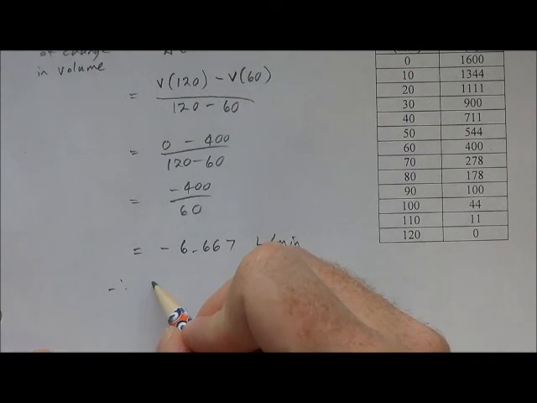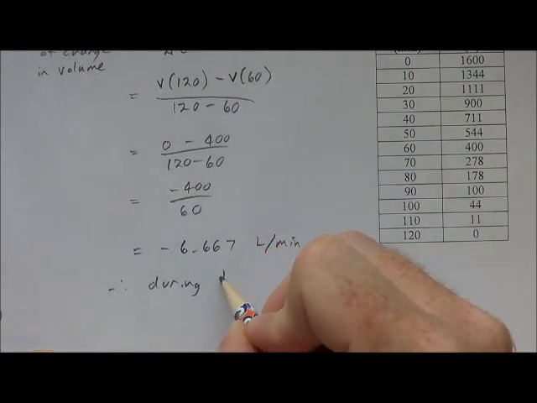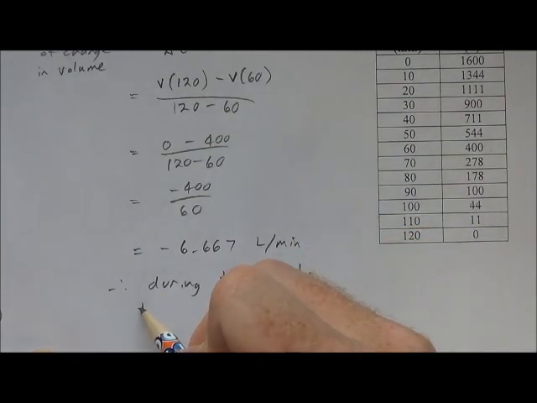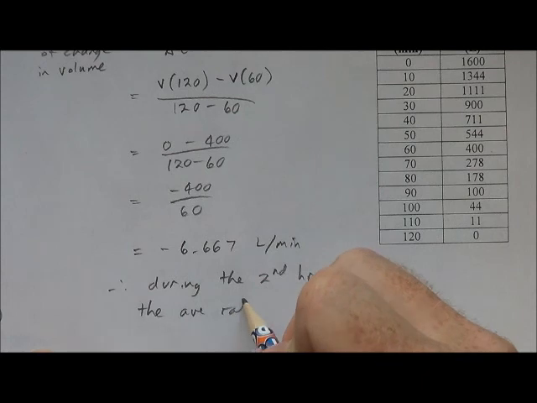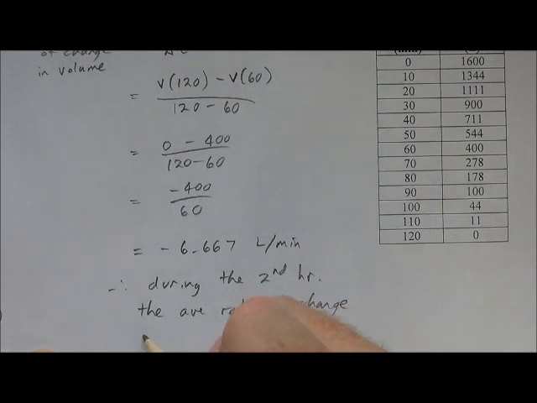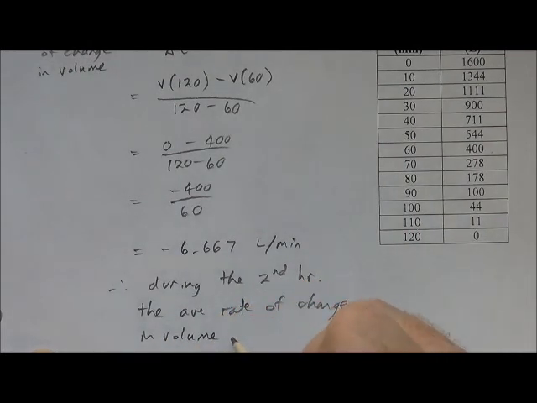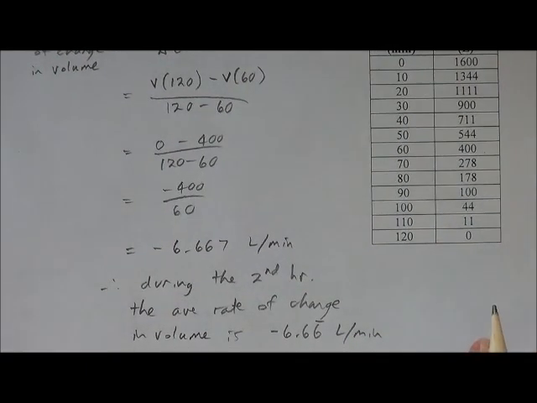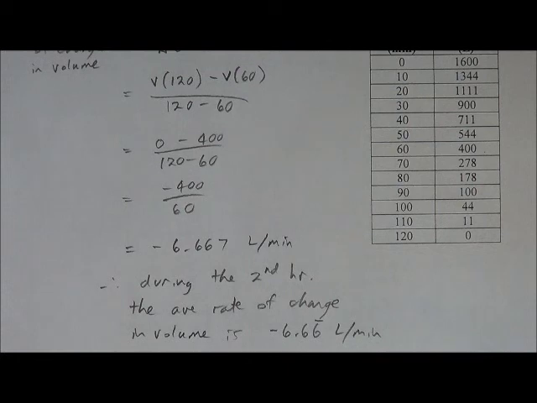Okay, so a little therefore statement. During the second hour, the average rate of change in volume is negative 6.66 repeated, or negative 6.67 basically, liters per minute. Okay, so let's now move along.